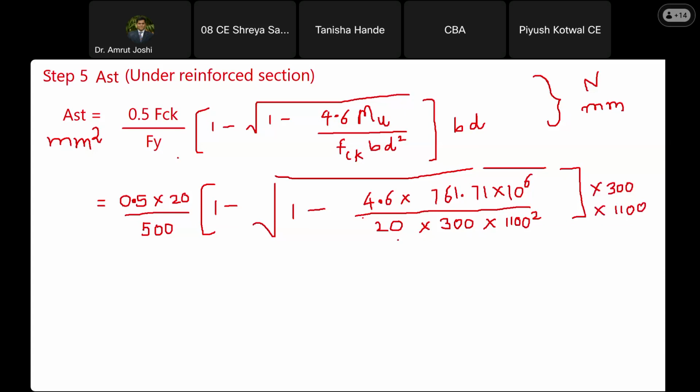So let us evaluate this, calculate this, and we will get AST. I am doing it with you. 0.5 into 20 divided by 500, multiplied by 1 minus square root of, in bracket, 1 minus 4.6 into 761.71 into 10^6, divided by 20, divided by 300, divided by 1100 square. Bracket complete. Outside the bracket, this entire thing needs to be multiplied by 300 into 1100.